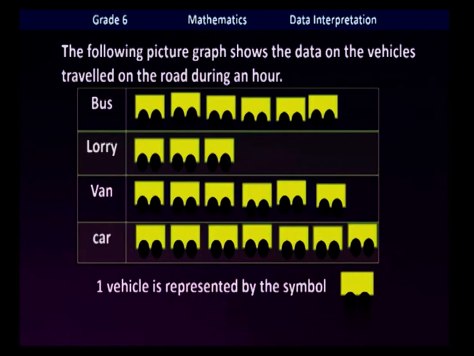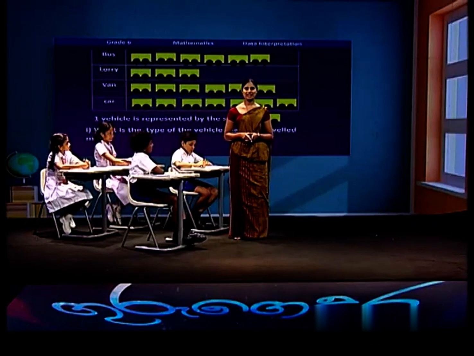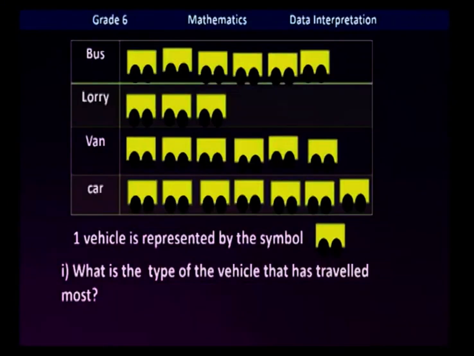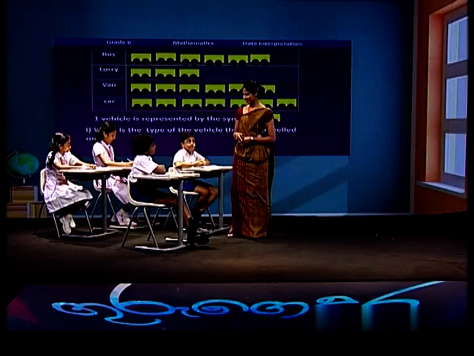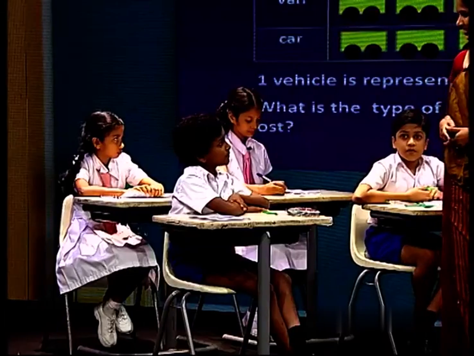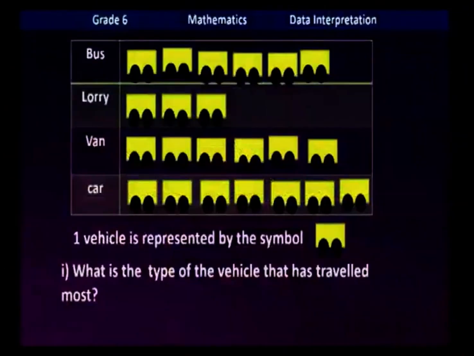You can see symbols here. One symbol represents how many vehicles? One. Very good. One vehicle is represented by the symbol. We'll see the first question under that picture graph. What is the type of the vehicle that has travelled most? Then who can give the answer? Nisika, can you give me the answer for the first question? Yes, teacher. The answer is car. Yes, you can see most of the symbols in car. Then the answer is car.